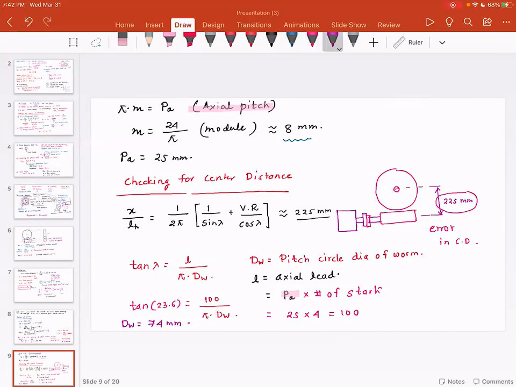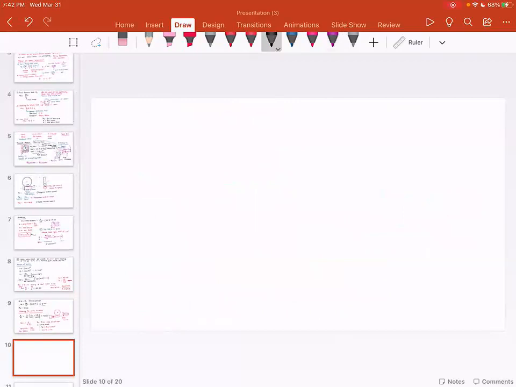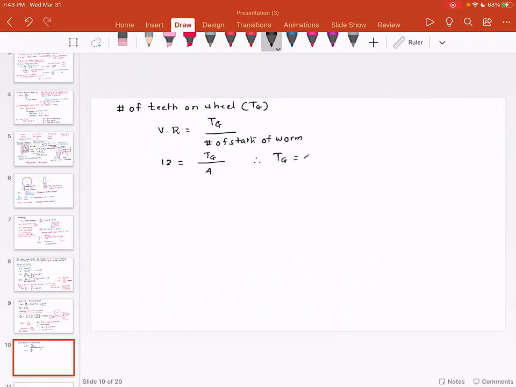So at this point, we have enough information for the worm, so we can find out the other dimensions, which are non-critical dimensions for the worm, and we can also find out the number of teeth on the wheel. Remember, velocity ratio is equal to the number of teeth on the wheel, which is TG, divided by the number of starts on the worm. So velocity ratio is 12, number of starts is 4, so I have TG is equal to 48.